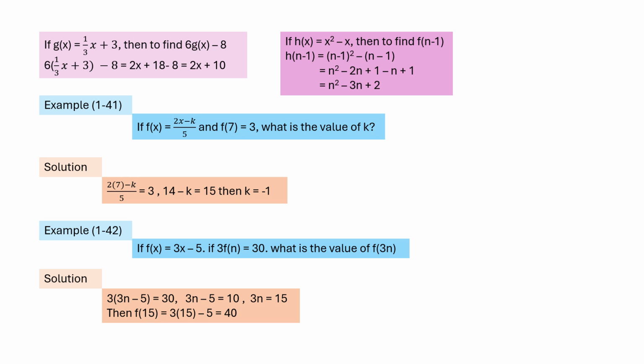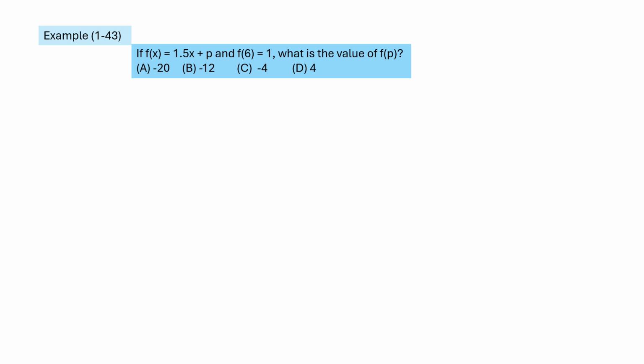Look at what is required: find f of 3n. So plug in 15 in the original function: 3 times 15 minus 5. It will be 40.